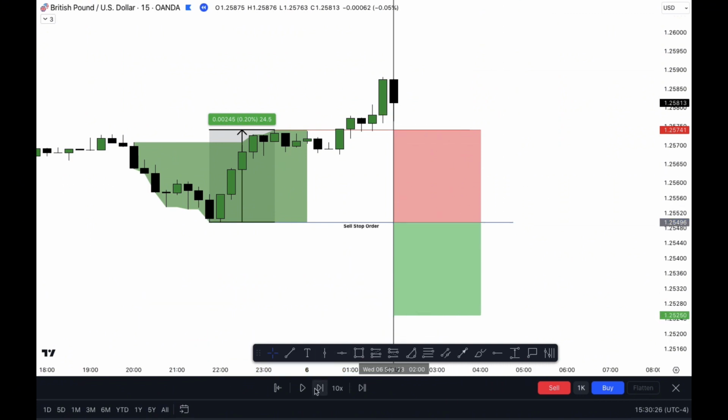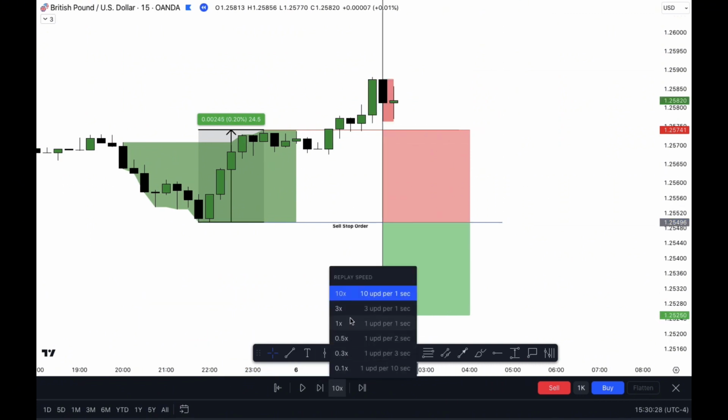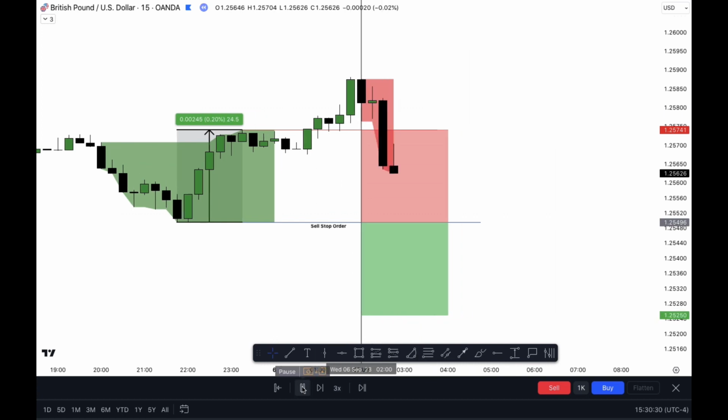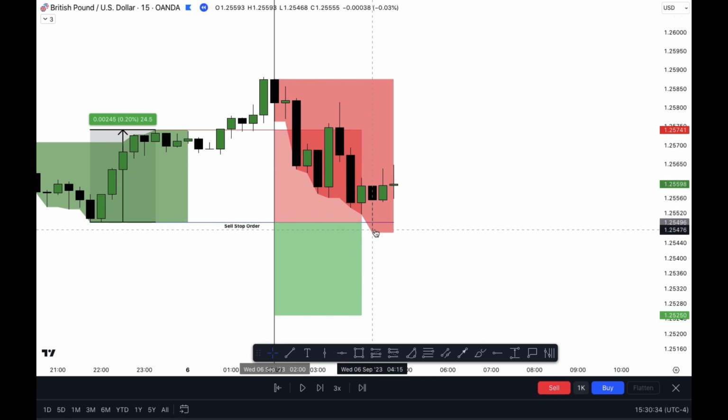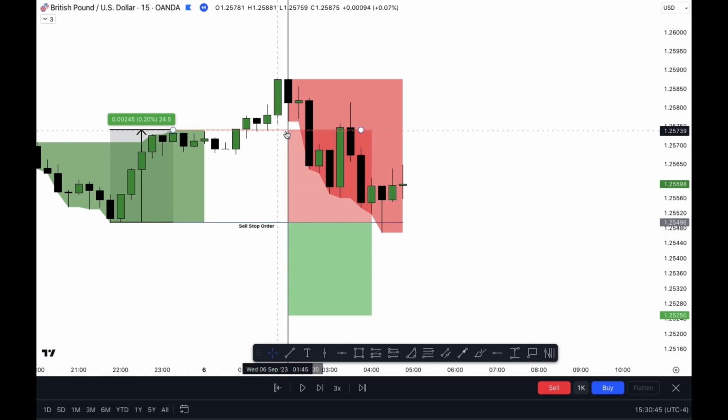We play it forward. London opens. You can see we hit the market here, so now we're in short right there. The stop order has been hit. And once it's been hit, we're going to hold based on the risk that we have set from the Asian session range, which is the Asian session high.